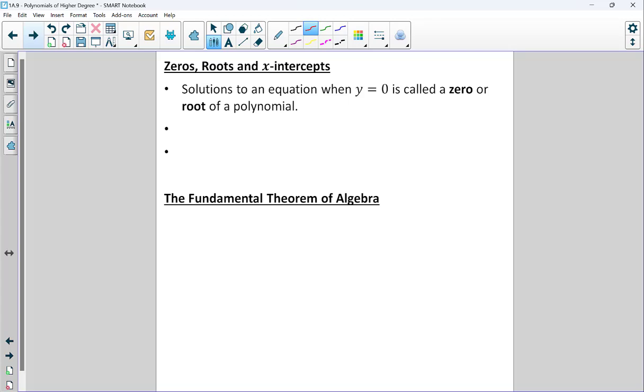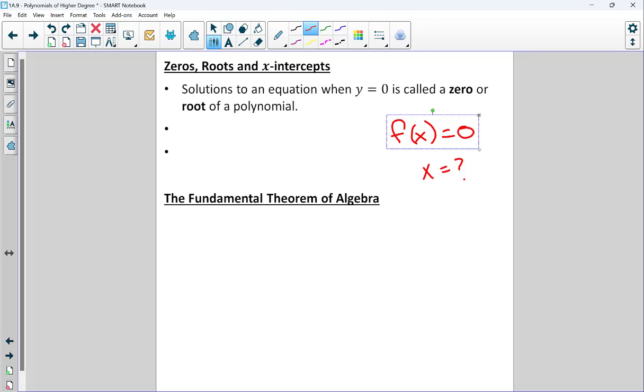Let's talk about zeros, roots, and x-intercepts, which are 3 ways of saying the same thing. A solution to an equation when y equals 0 is called a zero. So when I refer to the zeros of an equation, or the zeros of a polynomial, or the zeros of a function, what I'm saying is set f of x equal to 0. What does x equal? Those x values are the zeros of that function, or the roots of the polynomial.